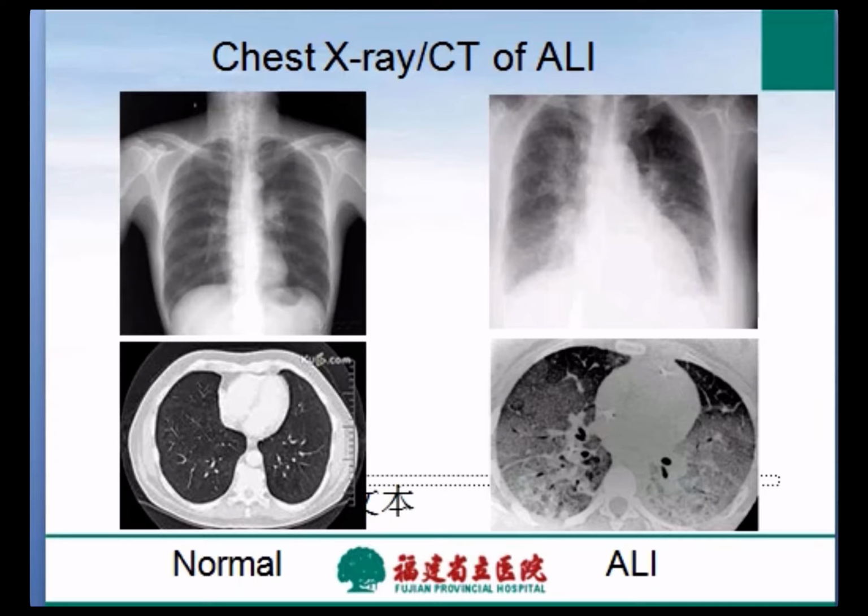From the pictures, we can see no pleural effusion or pneumothorax in a normal person, and the diaphragm and the mediastinum are clear. While in the patient with acute lung injury, the chest X-ray and the CT demonstrated diffuse and extensive bilateral interstitial and alveolar infiltrates.